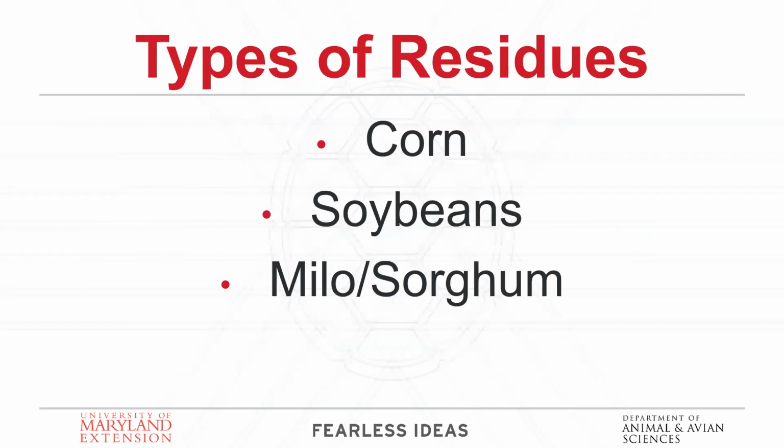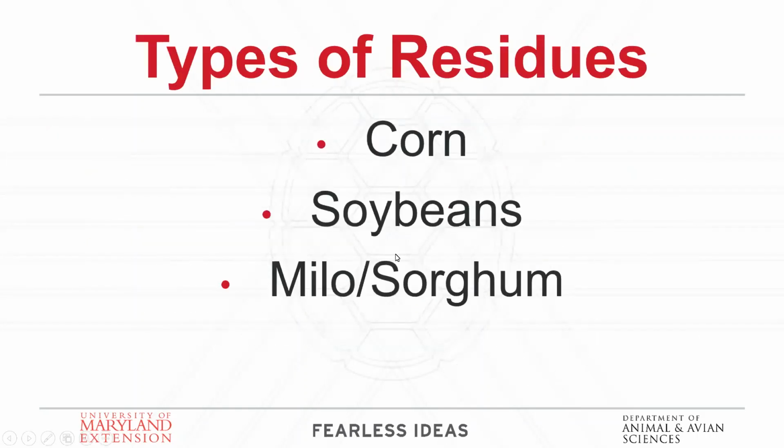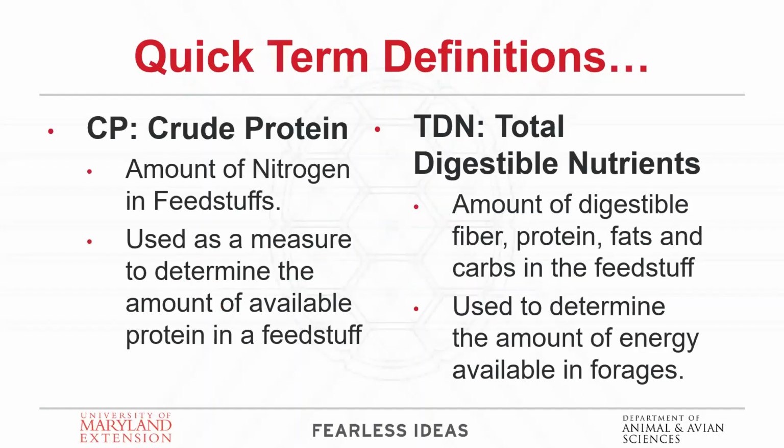The three main types of residues that we deal with are corn, soybeans, and milo or sorghum, depending on what part of the country you live in. A lot of what I'm going to focus on today is corn because it's one of the number one residues that's grazed. So when we talk about nutrition, there's just a couple definitions I'm going to go over real quick on what they mean.